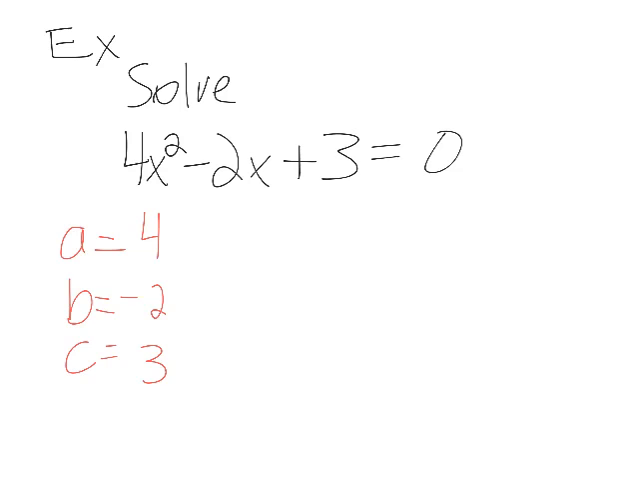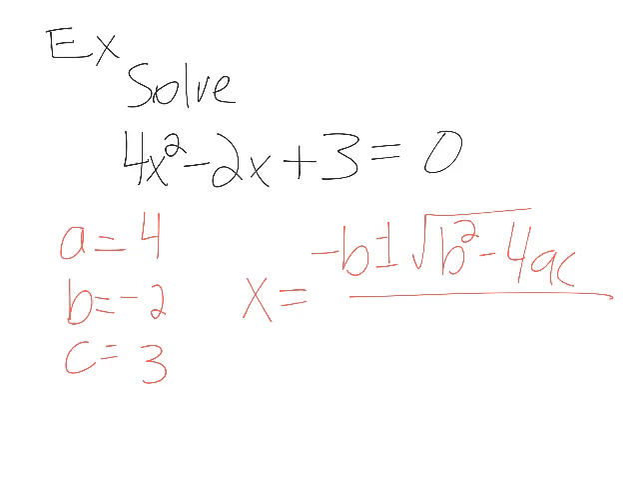And then I'm also going to come over here and go ahead and write that x equals -b plus or minus the square root of b squared minus 4ac all over 2a.